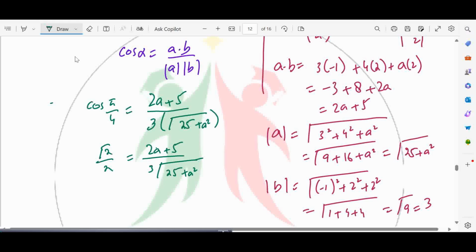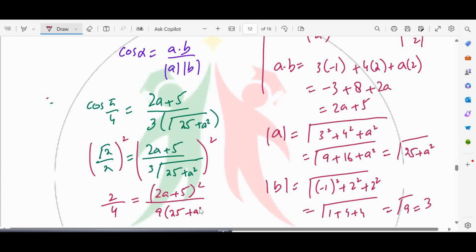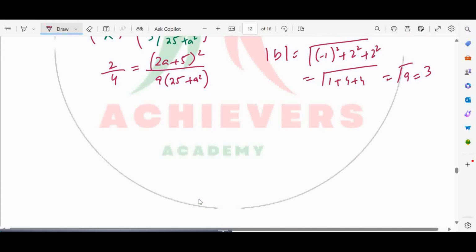Take square on both sides. This will be equal to 2 by 4, which is equal to 2A plus 5 whole square divided by 9 into 25 plus A square, because the square root will be cancelled out here. Now from here, this will be 1 by 2 into 9 into 25 plus A square is equal to A square plus B square plus 2AB. 2AB means 2 into 5 into 2A, which is 20A.